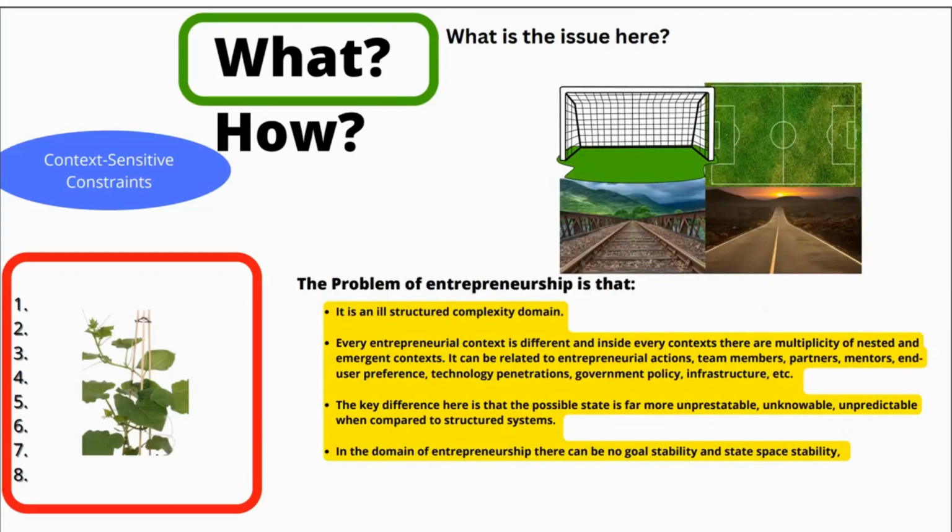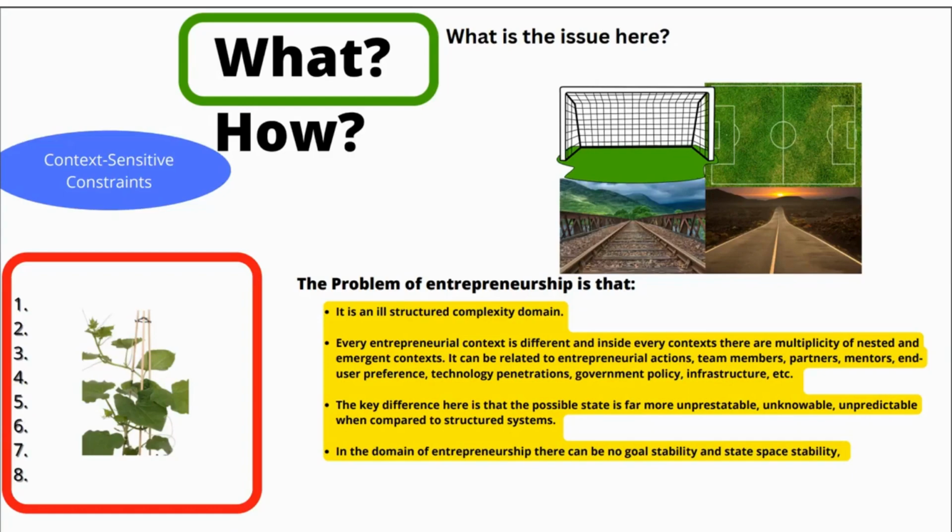The problem with entrepreneurship is that it is an ill-structured complexity domain, as we already discussed. Every entrepreneurial context is different, and inside every context, there are multiplicity of nested and emergent contexts. It can be related to entrepreneurial actions, team members, partners, mentors, end user preference, technology penetrations, government policy, infrastructure, etc. The key difference here is that the possible state is far more unprestatable, unknowable, unpredictable when compared to structured systems, like, for example, a football game.